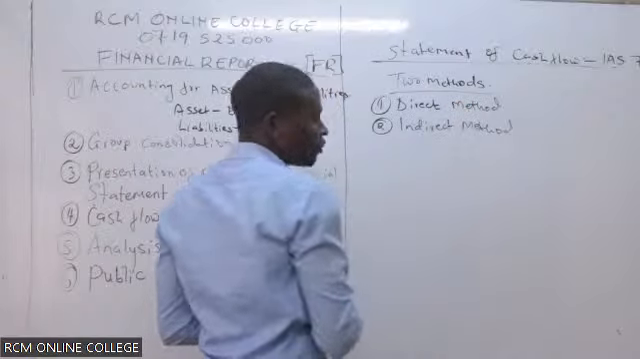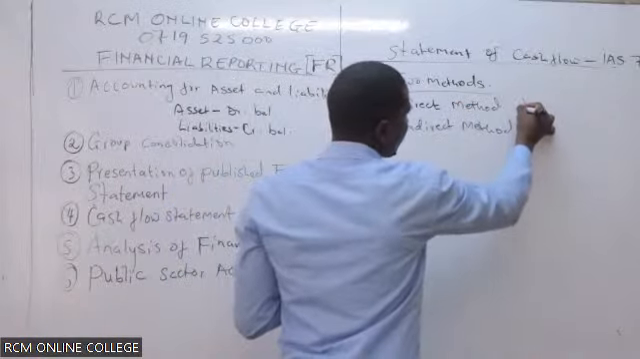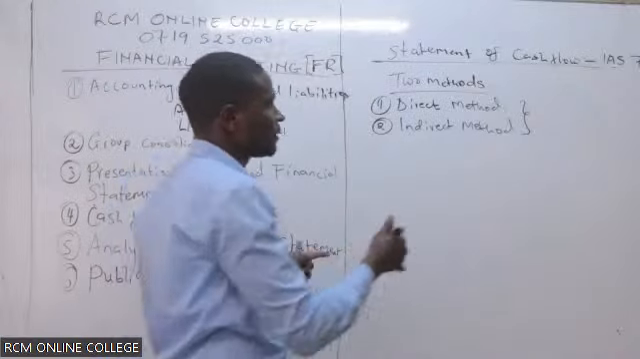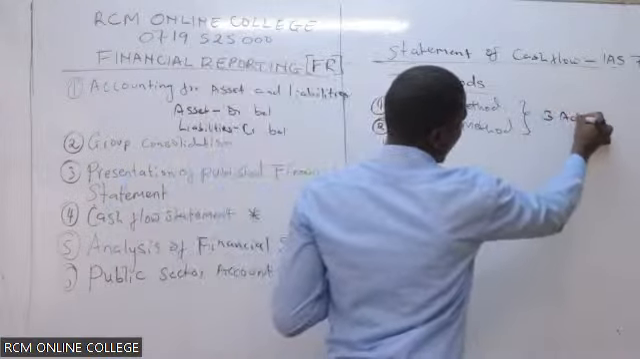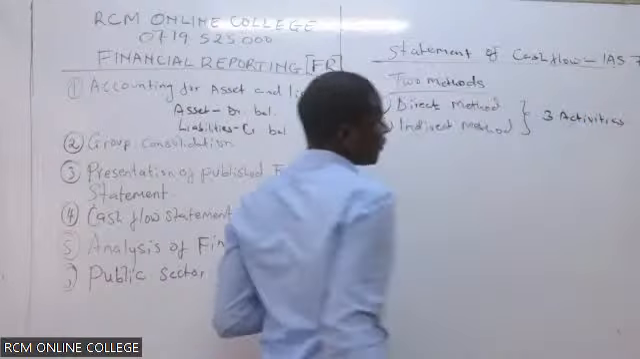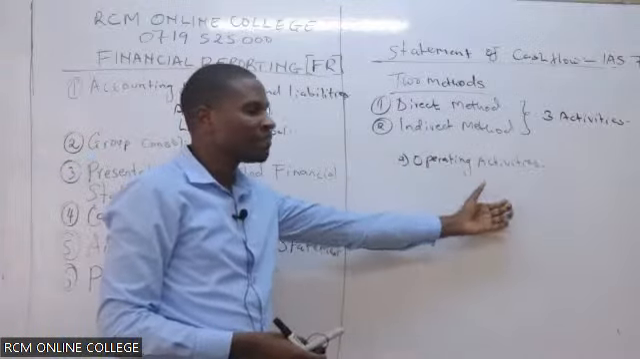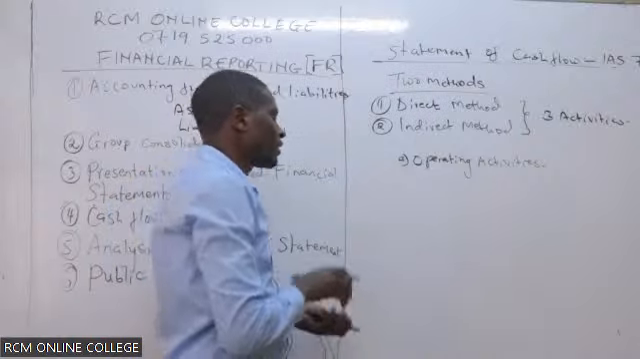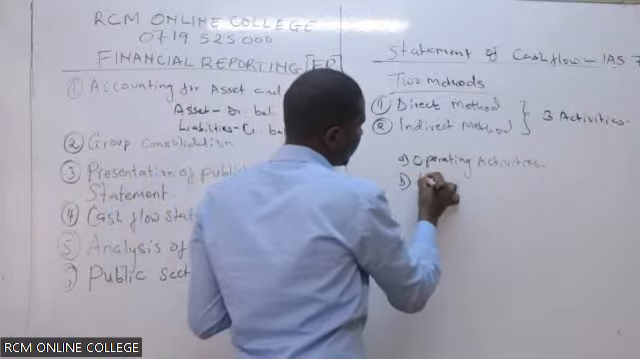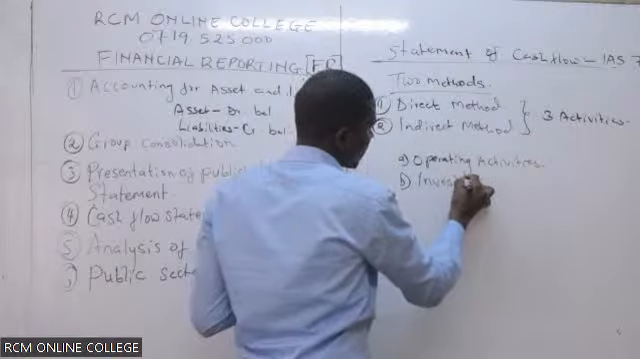Between the two methods, you find that we have three activities that do happen in the company. Those activities are, A, operating activities. An example of operating activity are those activities that lead to generation of revenue. Then we have investing activities.